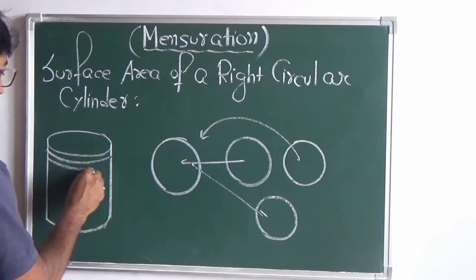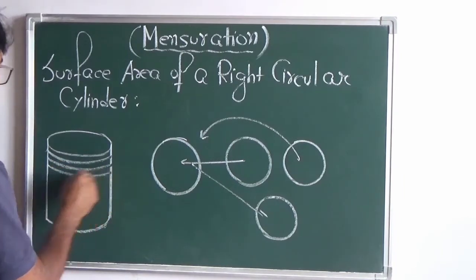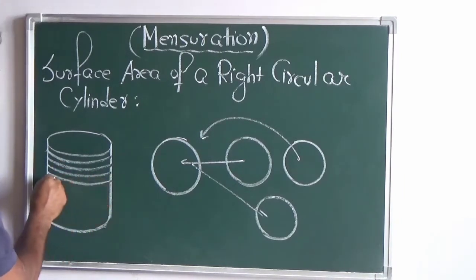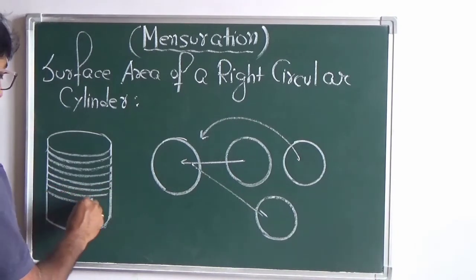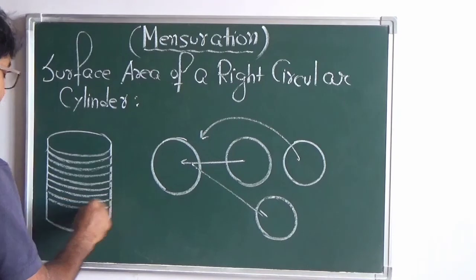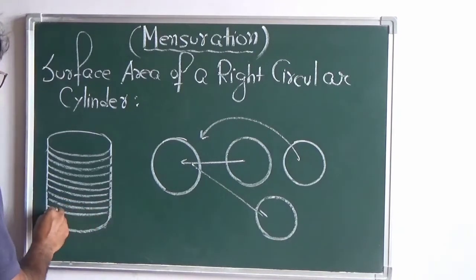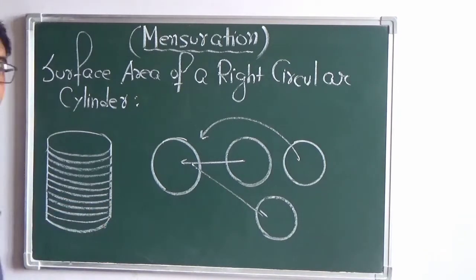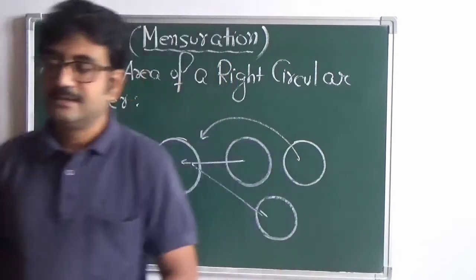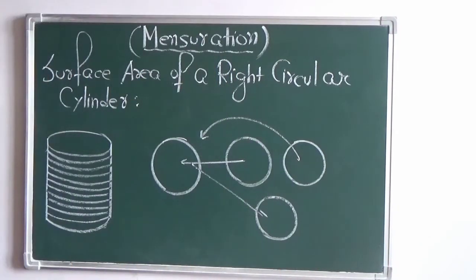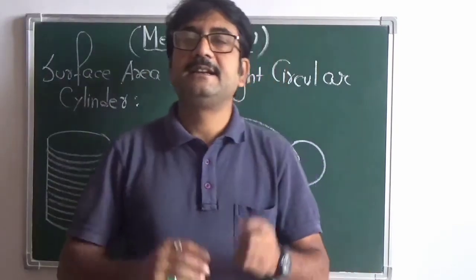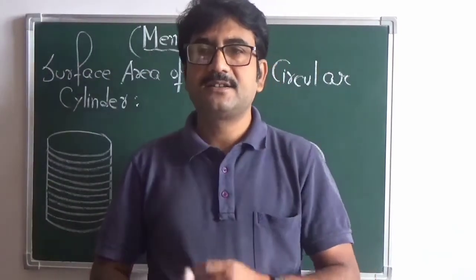These are many such circular sheet of papers which are placed one above the other, and finally we get a shape which is called a right circular cylinder. Now why is it called right circular cylinder? Because it has been kept at right angles to the base.